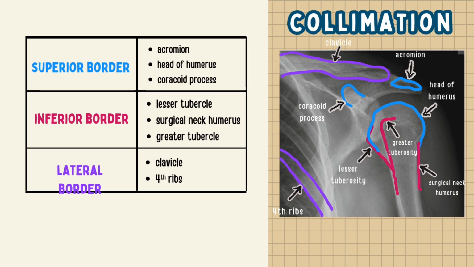Next, for the inferior border, the structures included are the lesser tubercle, surgical neck of humerus, and greater tubercle. It is shown in the pink line. As for the lateral border, the structures included are the clavicle and the fourth rib. You can see in the image in the purple line.